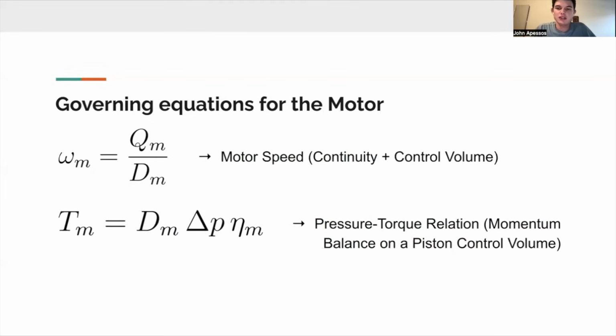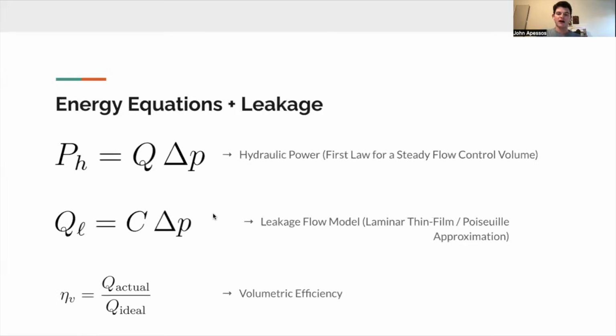In the motor, the rotation is not imposed kinematically. Instead, it is determined by continuity. For a fixed displacement motor, the incoming volumetric flow must equal the net chamber displacement per radian of rotation, which fixes angular velocity. Torque arises from an angular momentum balance. Pressure acting on each piston produces a force on the thrust plate, creating a net moment. This relation defines how loop pressure translates directly into shaft torque. To evaluate power transfer, we apply the steady flow energy equation. The dominant term is the flow work equal to volumetric flow times pressure difference.